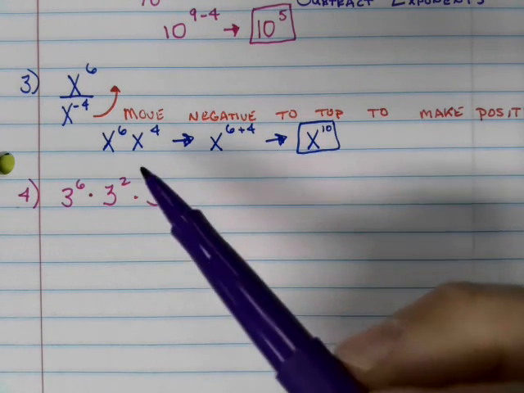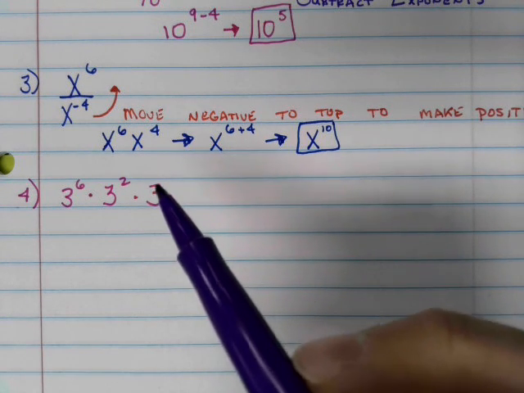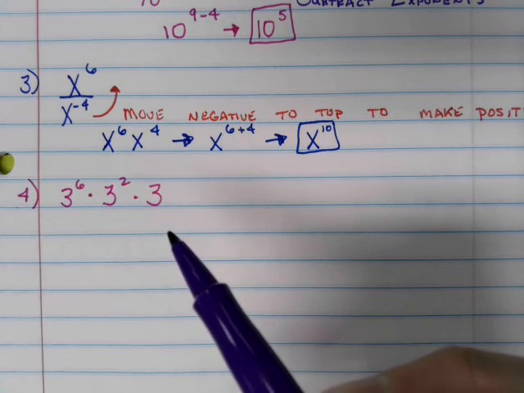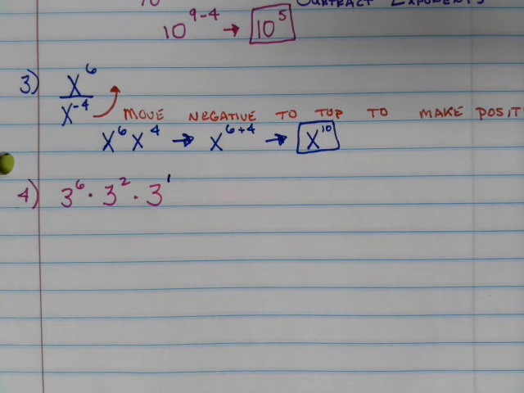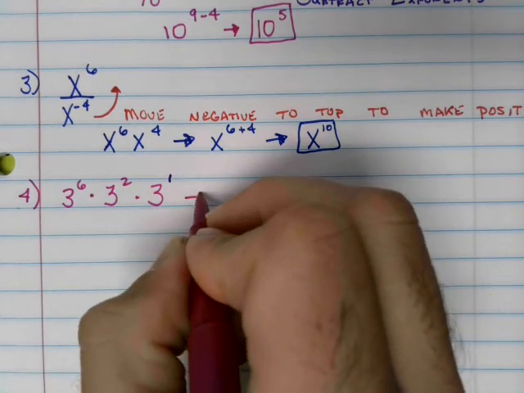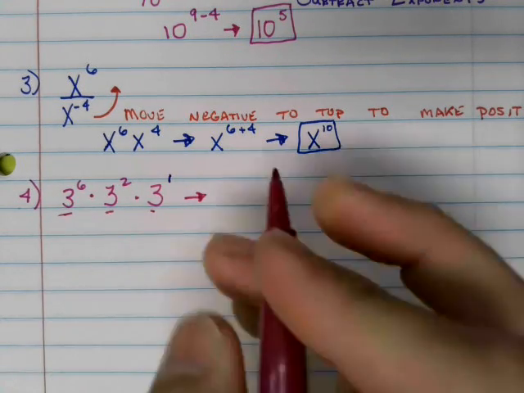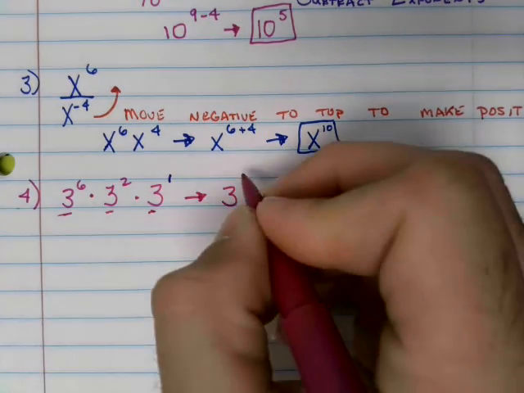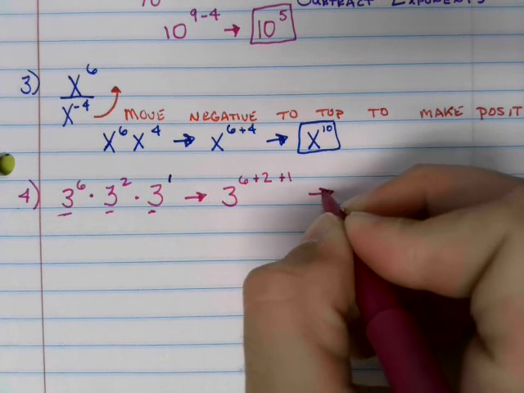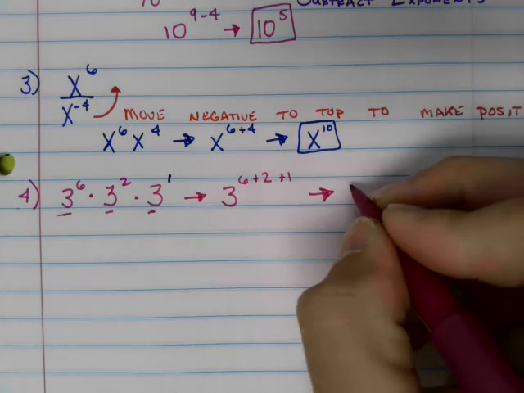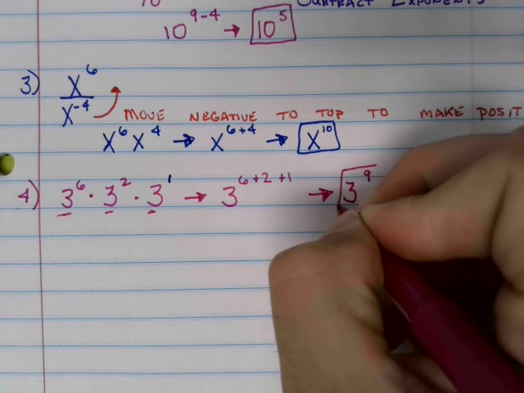Some of you are going to forget this one. If you have a number by itself, what power is it raised to? There's the power of 1. So do we have a similar base here? Yes. 3, 3, and 3. So we're going to have 3 raised to the 6 plus 2 plus 1. And what is 6 plus 2 plus 1? 9. So 3 to the 9th power.